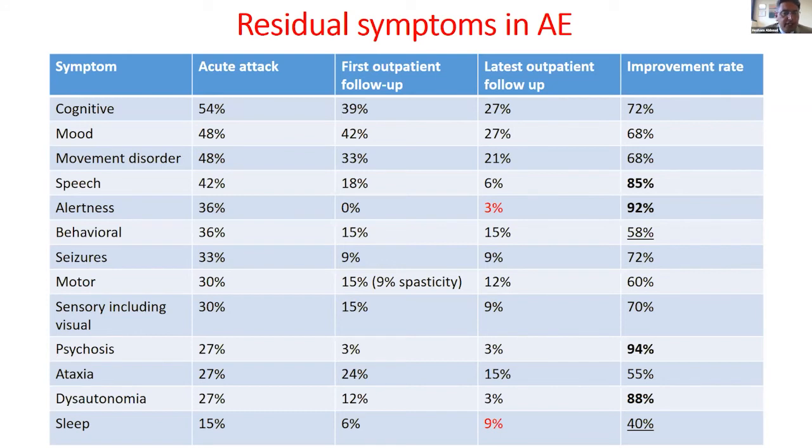One other thing to note here is that you can see seizures, only really 9% of the patients reported residual seizures in their latest outpatient follow-up. So this again tells you that immunotherapy is really usually successful in achieving seizure freedom in most of our autoimmune encephalitis patients, and many of them do not require long-term seizure medications, and we'll touch on this in the next slides. And also there's some significant improvement in movement disorders as well, with the exception of spasticity and tic disorder, and we'll touch on that.